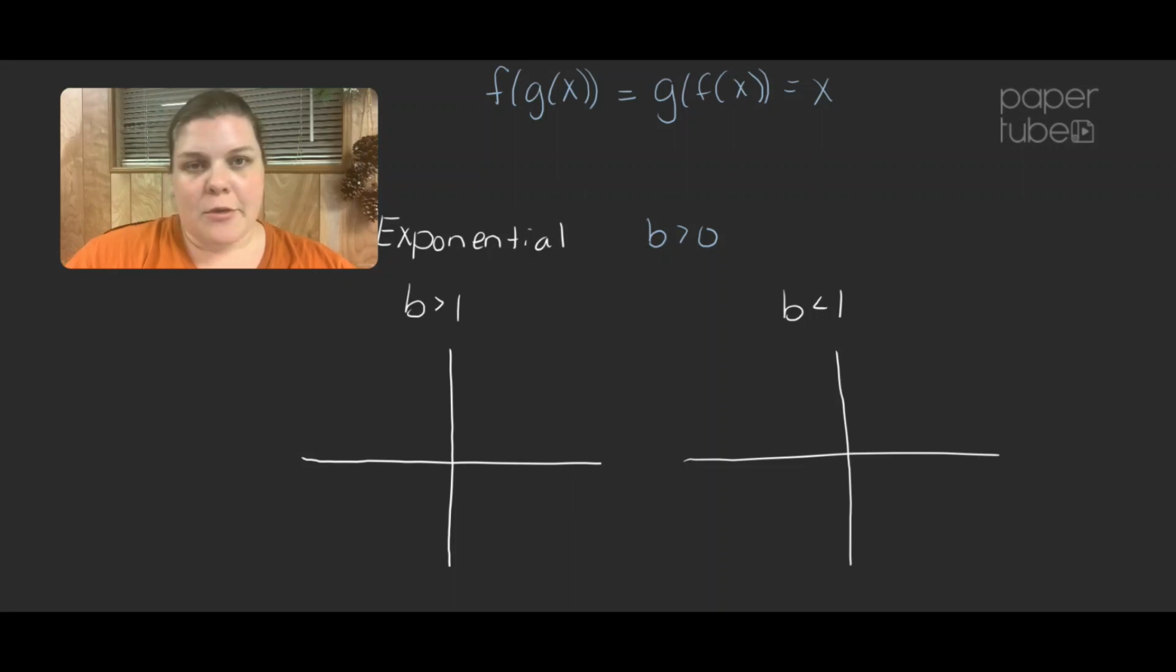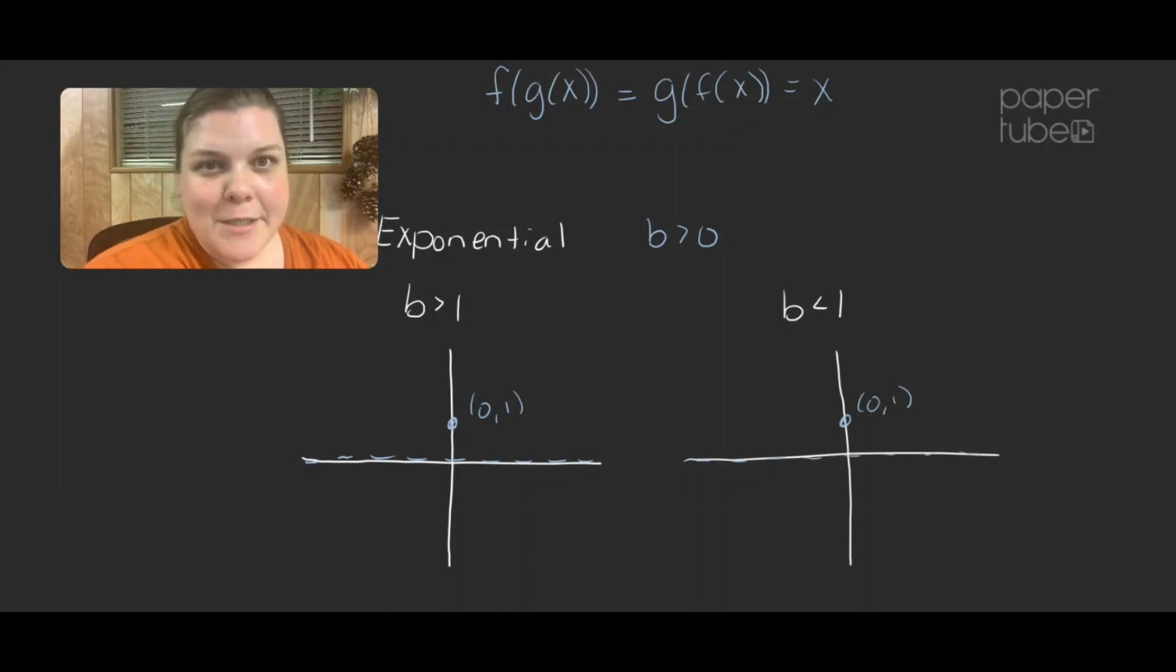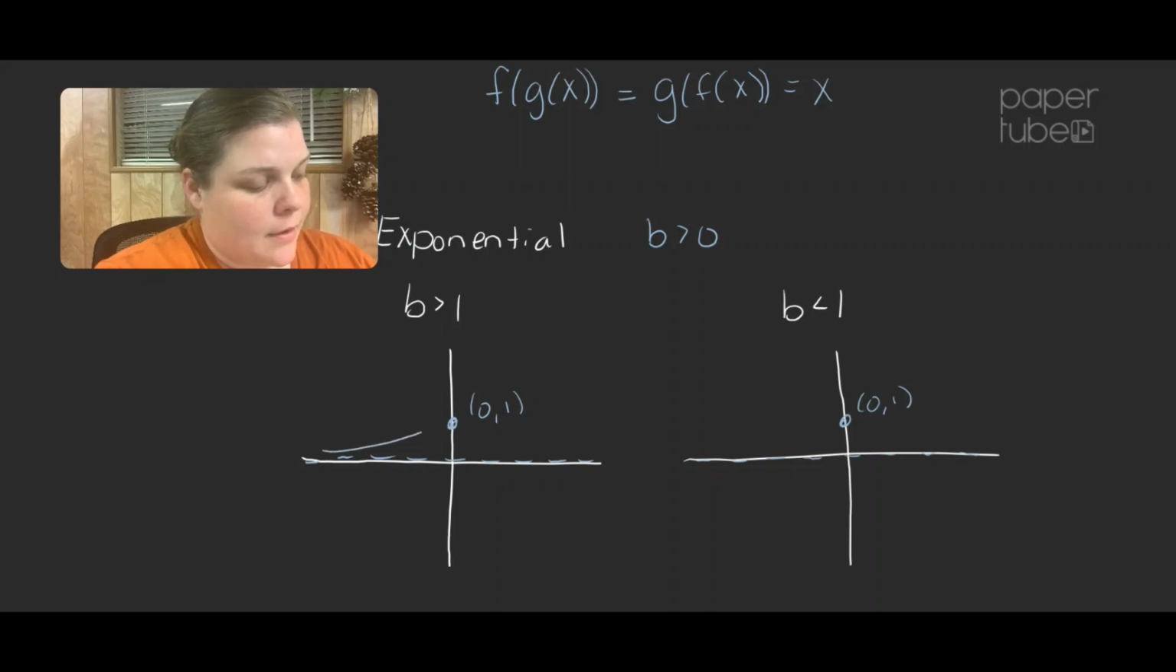Both types of exponentials, no matter what the base is, have some features in common. Both functions will have a y-intercept at 1. Both functions will have an asymptote at the x-axis, or y equals 0. The main difference between the two functions is whether they increase or decrease as we move from left to right. When the base is bigger than 1, your output is going to increase as the x increases. And when the base is smaller than 1, the output will decrease as the x increases.